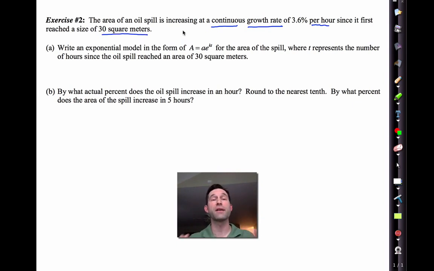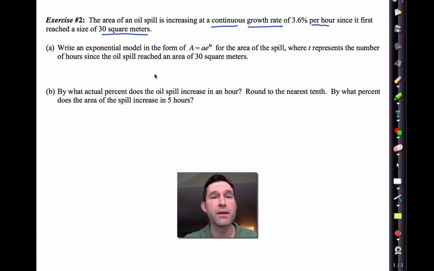Letter A asks us to write an equation that models the area of the spill with our continuous form, A e to the kt. If you think you know how to substitute everything into this formula and have a nice finished formula, pause the video now. If not, I'll do it in just a second. All right. Let's take a look.